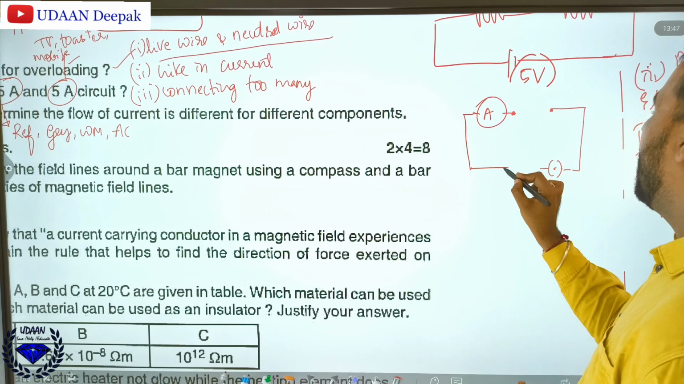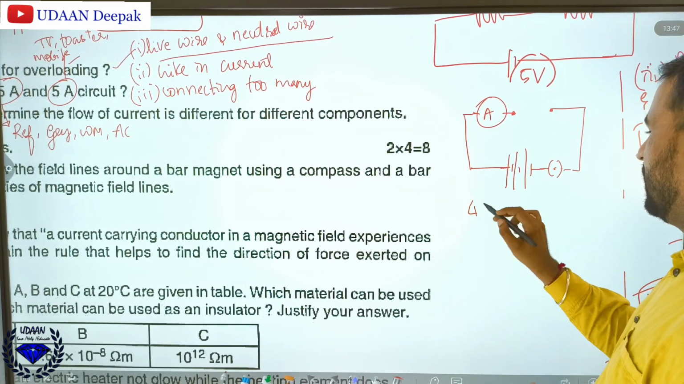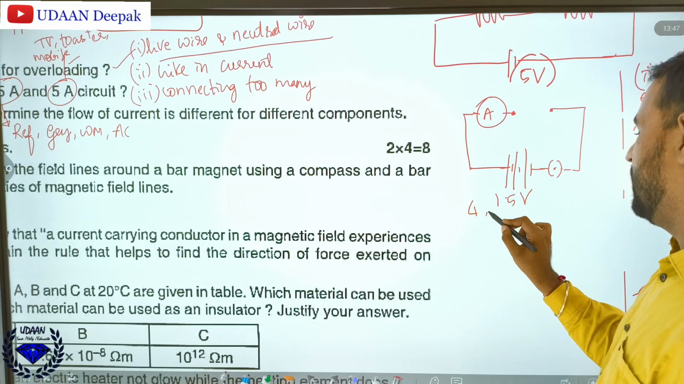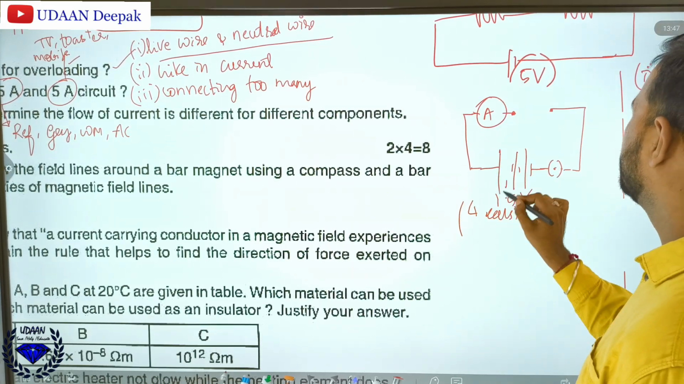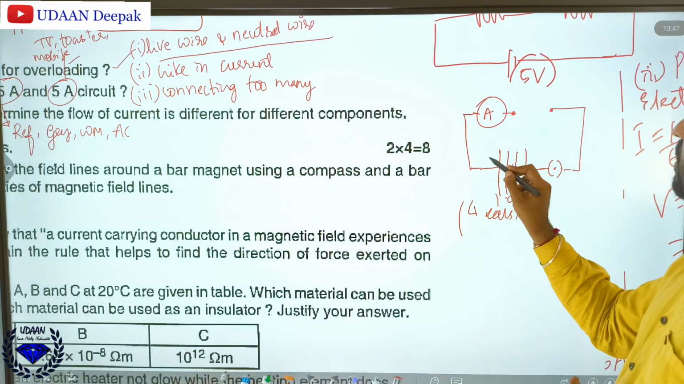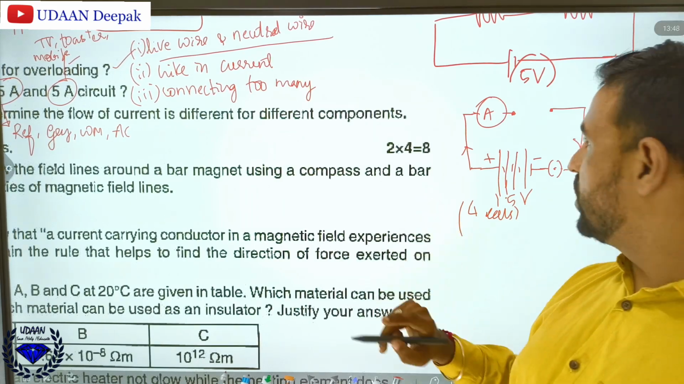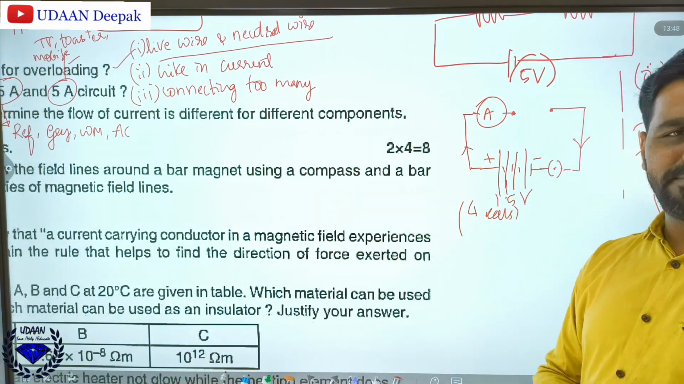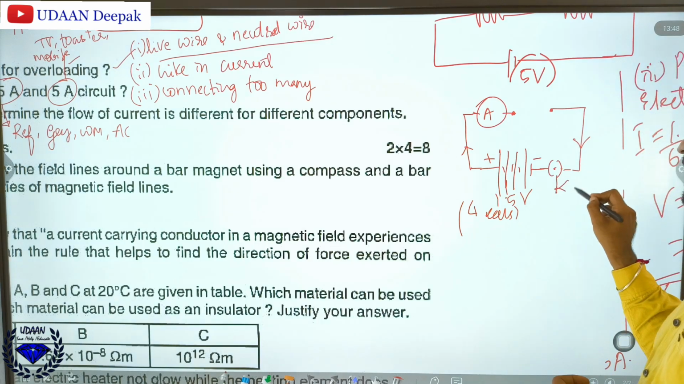You should use at least 4 cells of 1.5 volt. I have drawn 3, but you should at least use 4 cells. Like this the diagram is. Always, current will flow from positive to negative, so you should put arrow marks. Now, what is the activity? Take wire, ammeter, the battery of 4 cells of 1.5 volt, and a key.